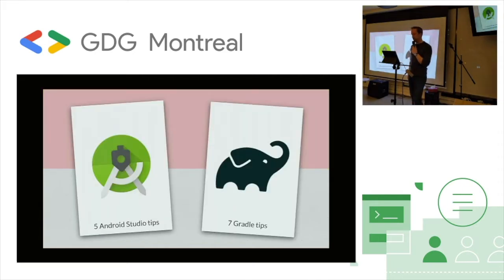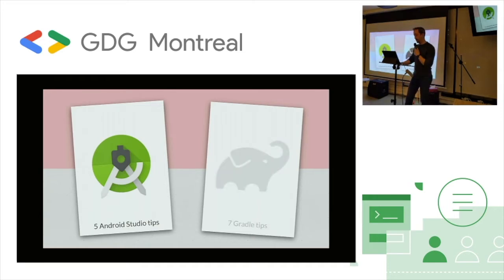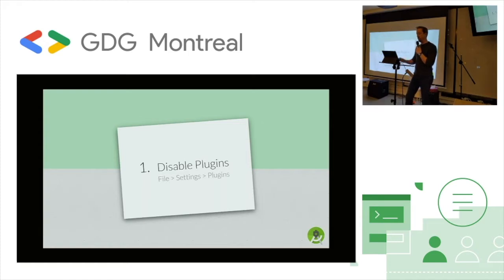So I'm going to specifically talk about 5 tips for Android and 7 for Gradle, and then we have an extra one just for kicks. So let's start with the Android ones. I'm going to go back and forth just to show you where you can do all of those settings in Android Studio. If something is not clear, don't hesitate, just raise your hand and I can answer a question.